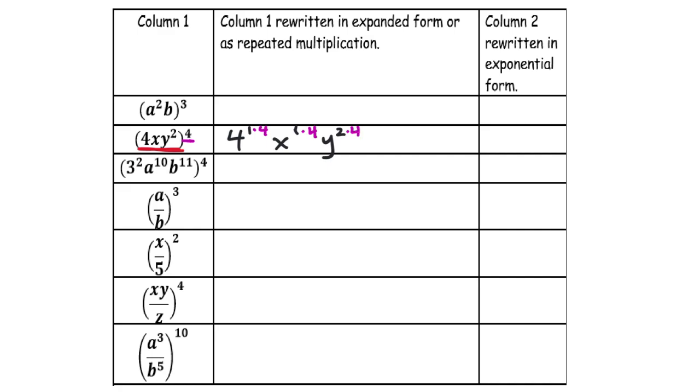And then in exponential form here in this last box, of course, you have the same bases, 4, x, and y. But they're new exponents after the multiplication. 4 has an exponent of 1 times 4, which is 4. Base x has an exponent of 1 times 4, which is 4. And base y has an exponent of 2 times 4, which is 8.